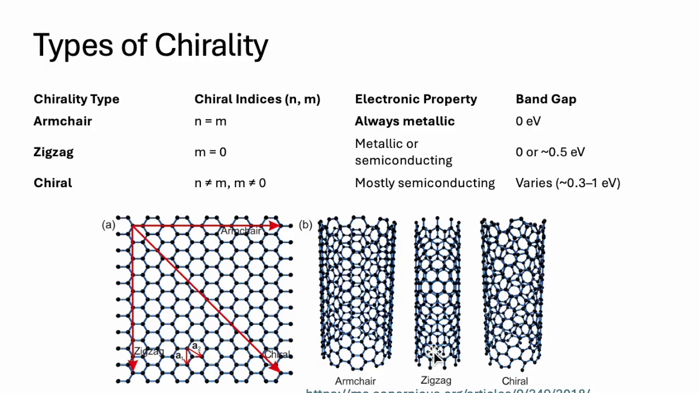Zigzag, you can see the bonds line up with the axial direction of the tube. Armchair, they're parallel to that. Armchair is going to always be metallic with its properties. Zigzag can have both metallic or semiconducting. Chiral is going to be mostly semiconducting.